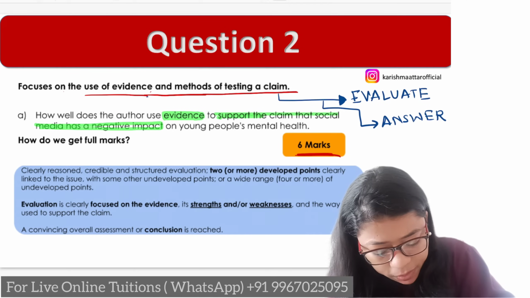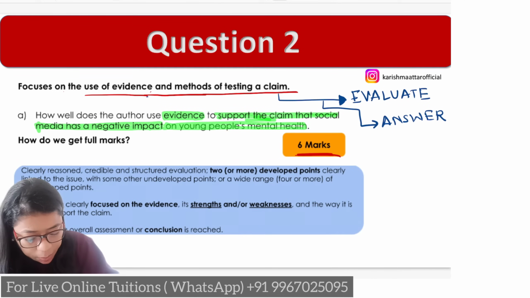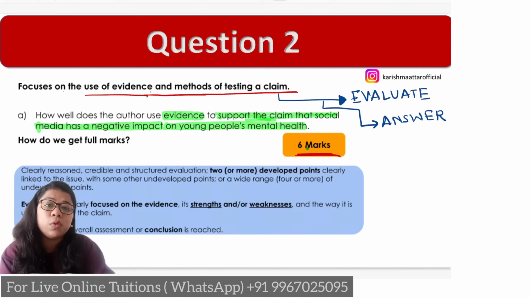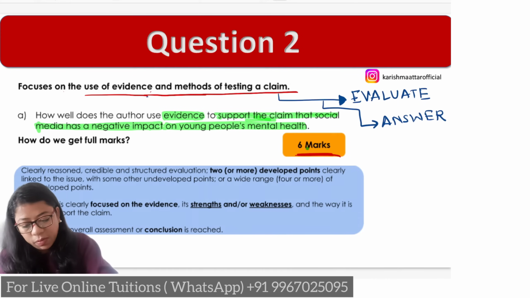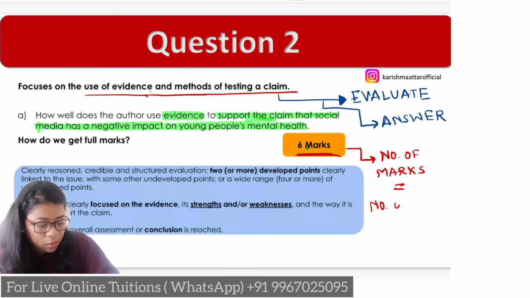So this is the claim, that social media has a negative impact on young people's mental health, and you need to give the evidence to support the claim. This particular question is for 6 marks, so you should have around 5 to 6 pointers. Always remember, try to follow this: the number of marks equals the number of points you pick up from the text.